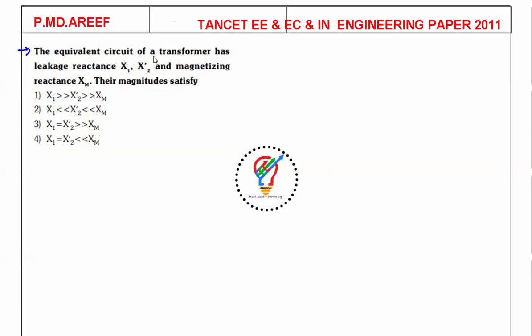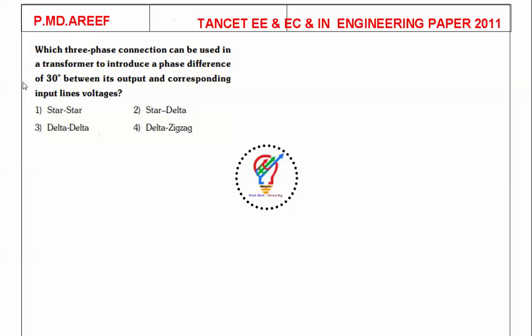The equivalent circuit of a transformer has some leakage reactances x1, x2 dash and magnetizing reactance xm. Their magnitudes satisfy the condition x1 is equal to x2 dash, and they are much less than xm. So this is the condition here. Next question, again from the transformers topic.